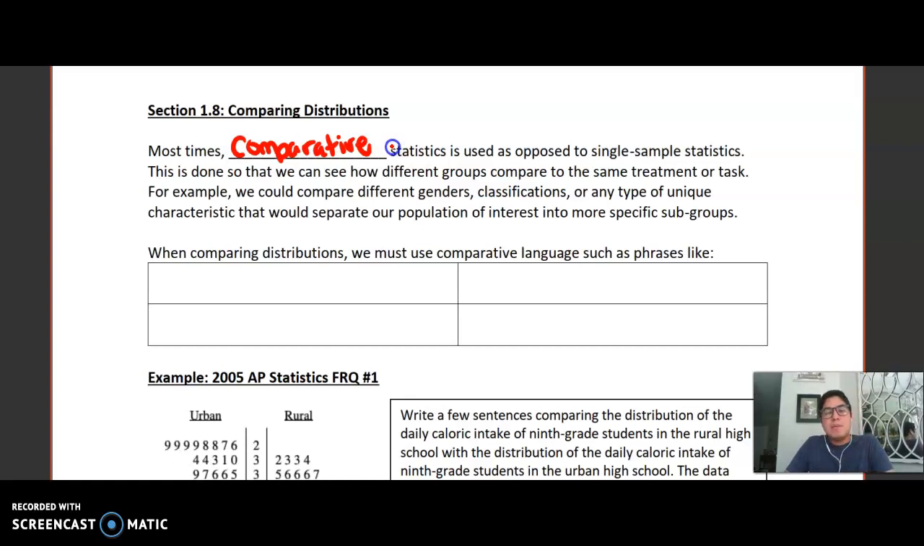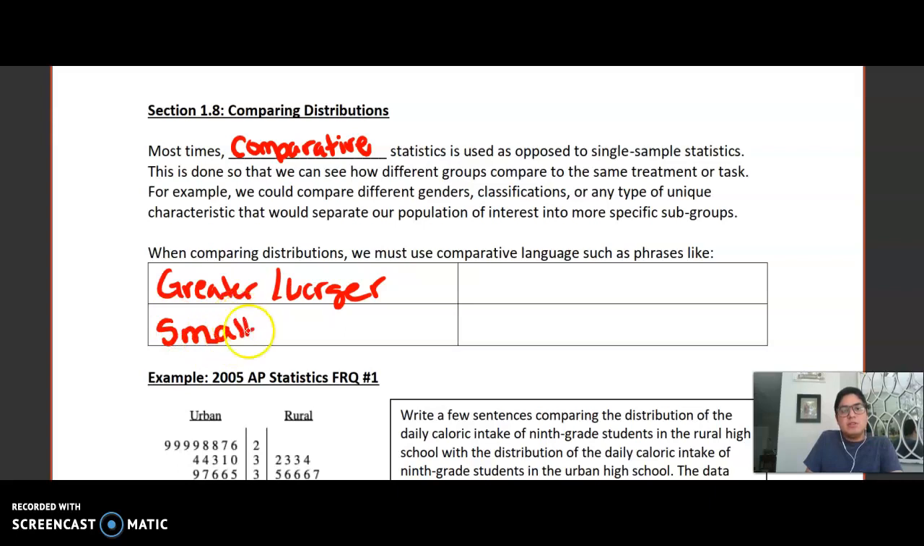So since we're going to be comparing distributions, we must use comparative language. And these are going to be our ER words. So for example, greater and larger, or things like smaller and lesser. Or maybe sometimes there's not a difference, so maybe we can say similar to.